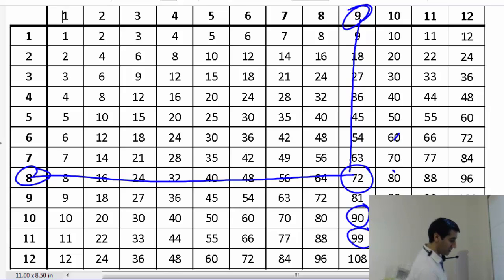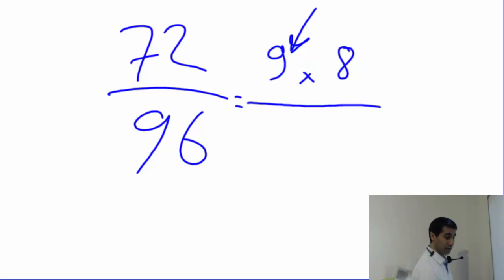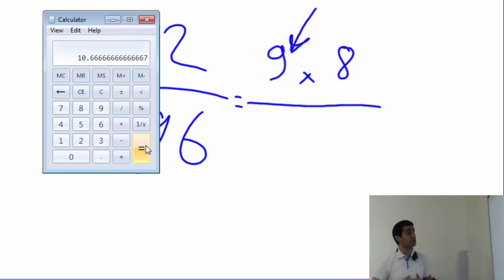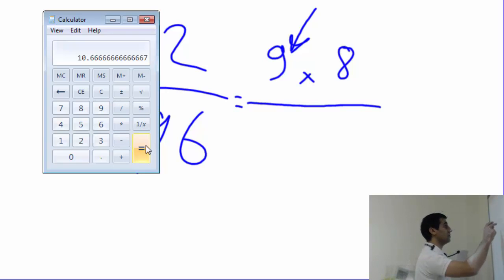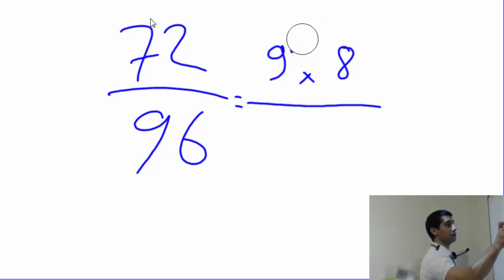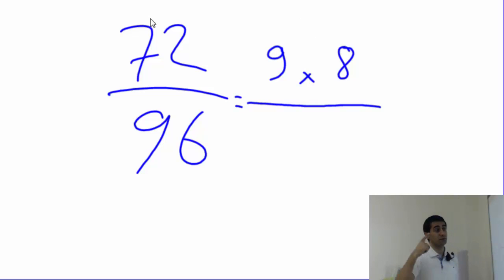And the other way is, so you want to know how to get 96 using 9? Simple. You have to divide 96 by 9. And that will give you a weird number, which means you can't get 96 from 9. So we are not going to consider that. We know that we're going to jump to the other number.